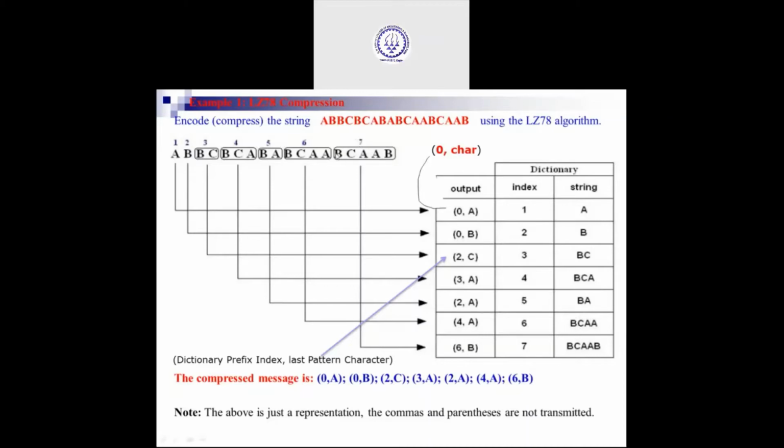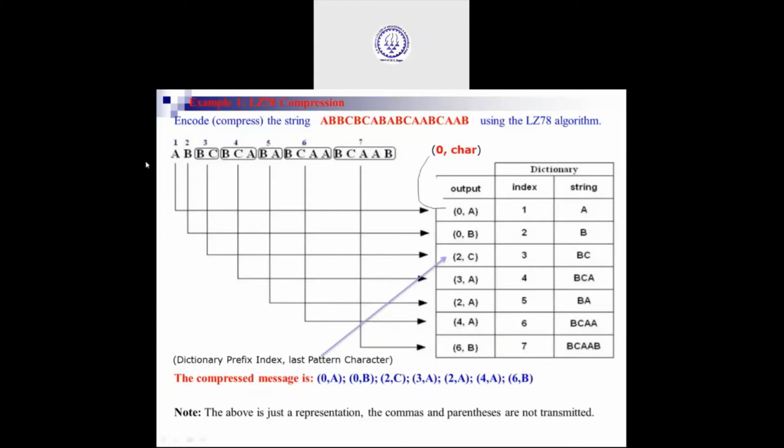Then for the seventh, once again, I have B with me, I have BC with me, BCA with me, BCAA is also with me. B is going to be my innovative bit. So BCAAB is going to be my new substring in the dictionary as the seventh substring, which I have recorded here as the seventh substring.